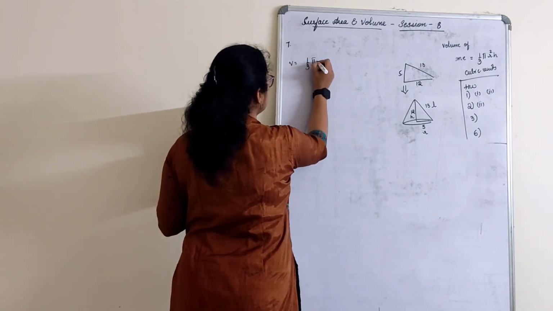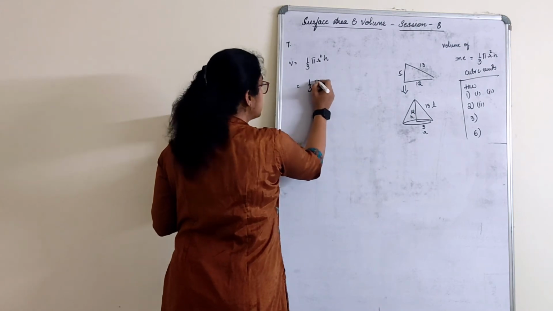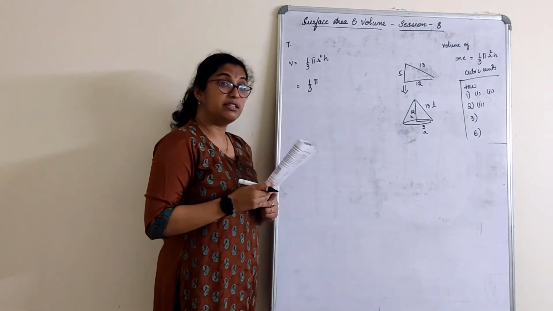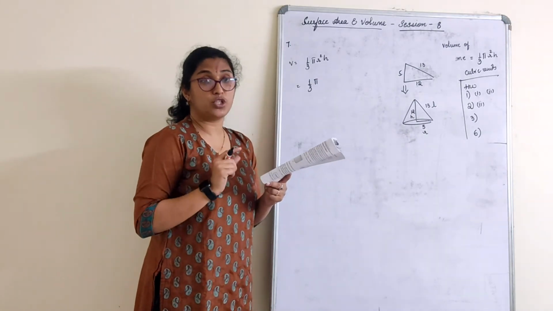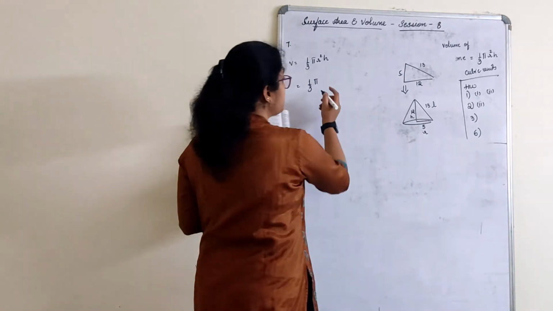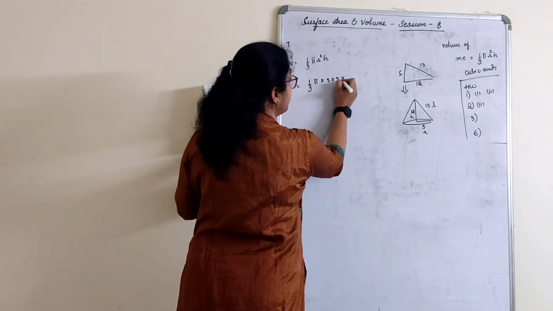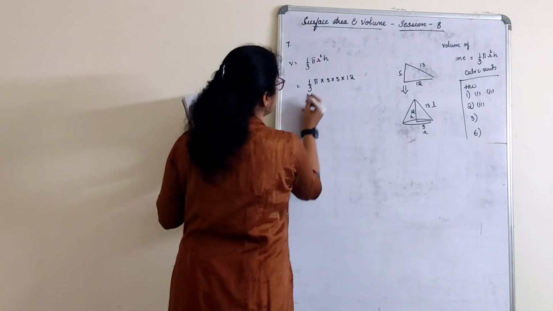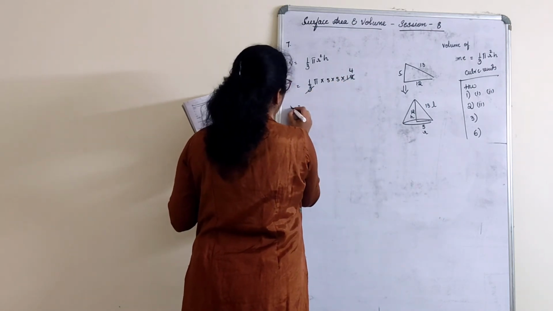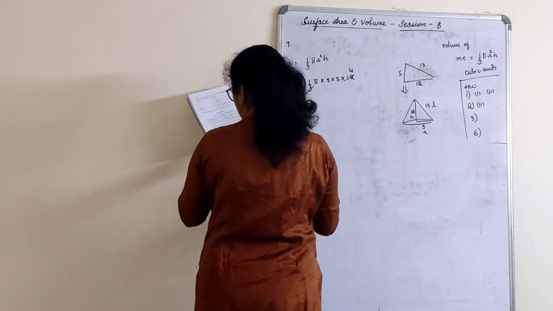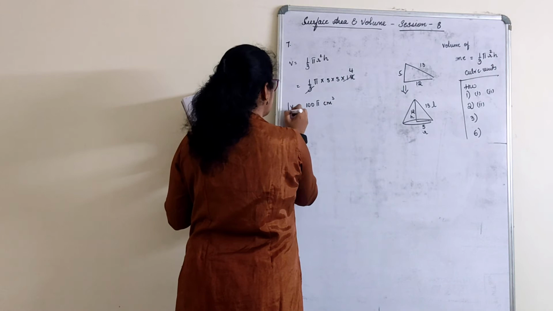Directly find the volume. 1 by 3 pi r square h. So this is 1 by 3. Keep this pi as it is, because this question is half of the question in the 8th one. We are going to correlate those two questions, so keep it as pi only. R is what? 5 into 5 into h is 12. 3 fours are 12. So volume is 100 pi centimeter cube.